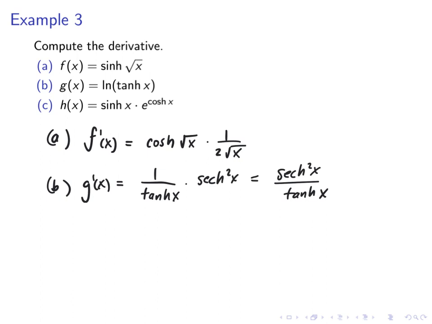For the last one over here, we need to use the product rule. The first function is sinh, and the second function is e to the cosh. So it's going to be the first function, sinh, times the derivative of e to the cosh x. The outside function is e to the x, so its derivative is just e to the x. So it should be e to the cosh x, and then times the derivative of the inside function. The inside function is cosh, right? So it should be times cosh, or times sinh, I should say.